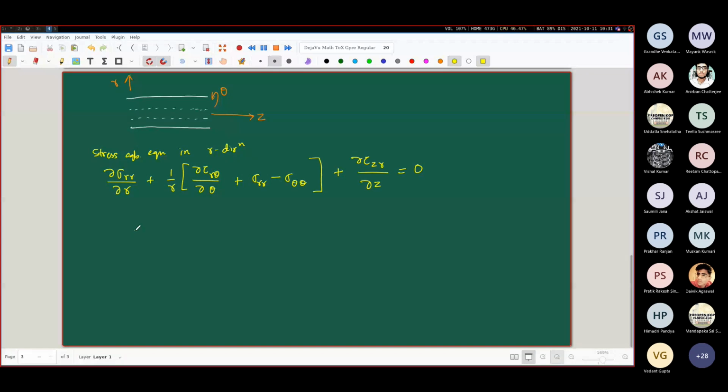More important to understand is that just like you will have this stress equilibrium equation in the R direction, you're also going to have a similar equation in the theta direction, as well as another stress equilibrium equation in the Z direction. It is not important right now to know the exact forms of the equations. They are complicated equations, doesn't matter.